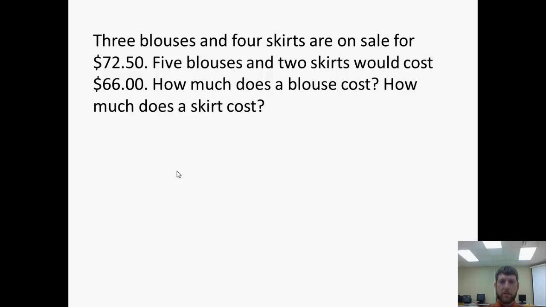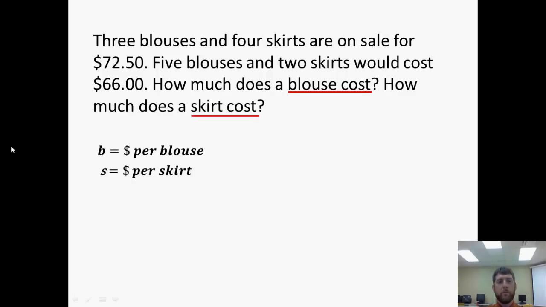How much does a blouse cost? How much does a skirt cost? So that's what your variables are, the blouse cost and the skirt cost. So a cost is a rate. How much does one of them cost? So I'm letting B be the dollars per blouse, S be the dollars per skirt. Don't write the word cost because cost is not specific enough to units. Write dollars per and dollars per.